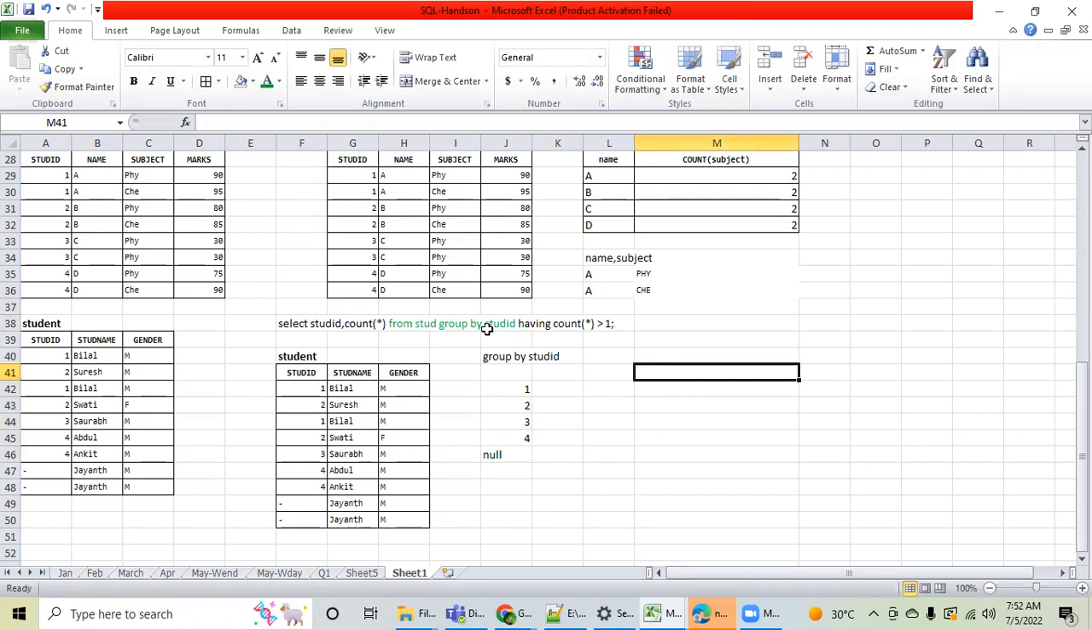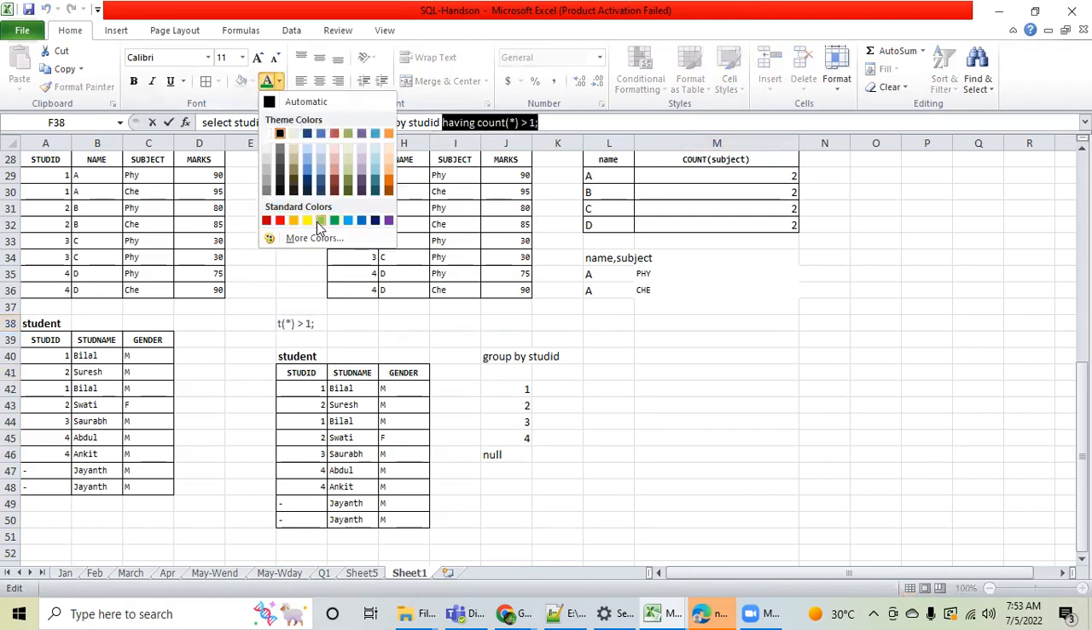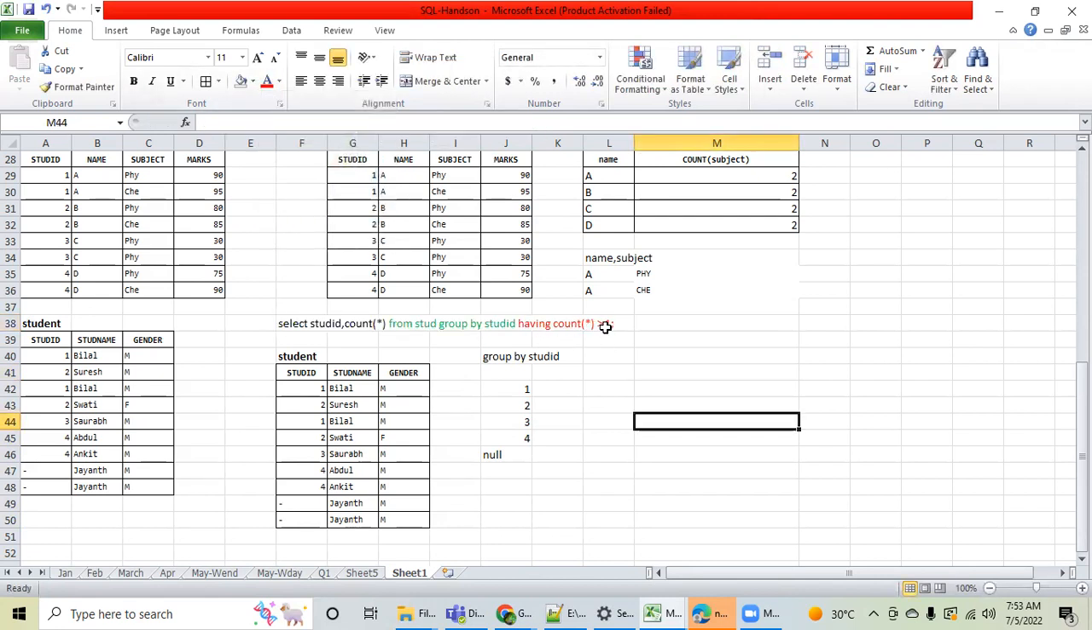After grouping, where will your engine go? HAVING. Right. You have mentioned HAVING COUNT of star greater than 1. So the SQL engine will see that the user has mentioned this filter condition. Then quickly it will derive the value of COUNT of star. For COUNT of star, it will check the buckets. The bucket is already created, so you will refer to this. Bucket 1: how many times is 1 coming here? Once, twice, only 2 times. It will mark 2 here.